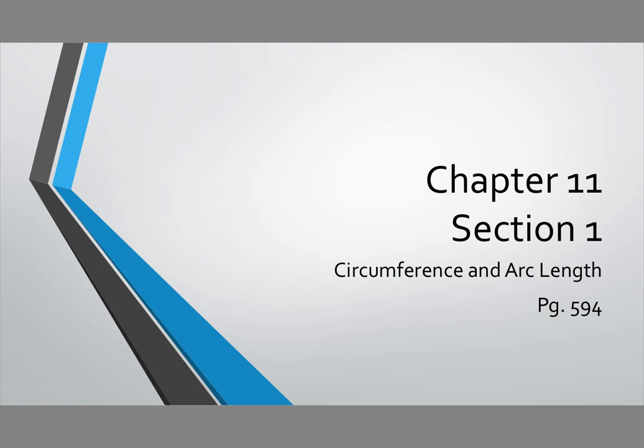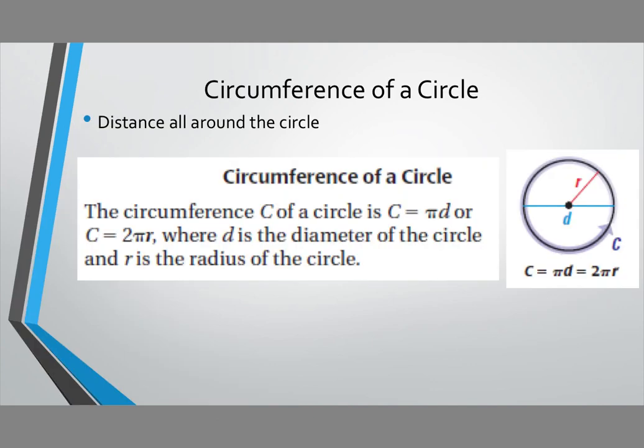Right, so chapter 11, like we said, eventually gets into areas of all different kinds of polygons, but we start with, in section 1, circumference and arc length. So we're still in circles. Circumference, which is something that you've heard for a lot of years, hopefully, is the distance around the circle. It's like the perimeter of a circle.